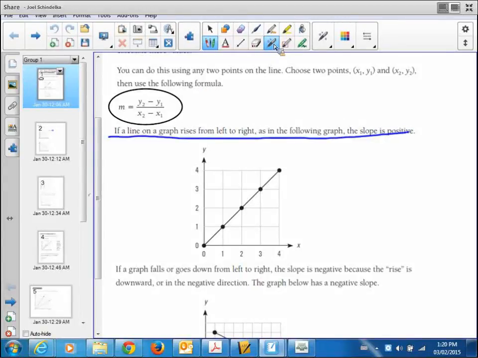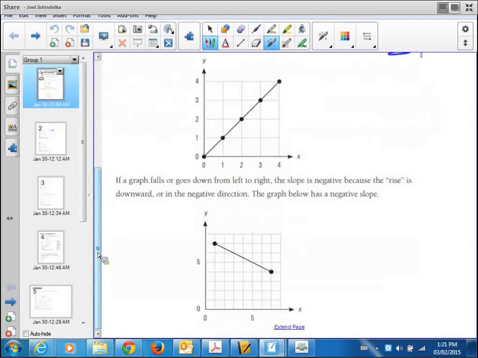If a line on a graph rises from left to right, as in this following graph, it's going up from left to right, we say the slope is positive. Now, if the graph goes down from left to right, the slope is negative. So it's going down from left to right, because the rise is actually going downward. So first of all, there's nothing to do on this first page. It's just some ideas. Going down from left to right, it's negative slope. You'll get a negative value in this.